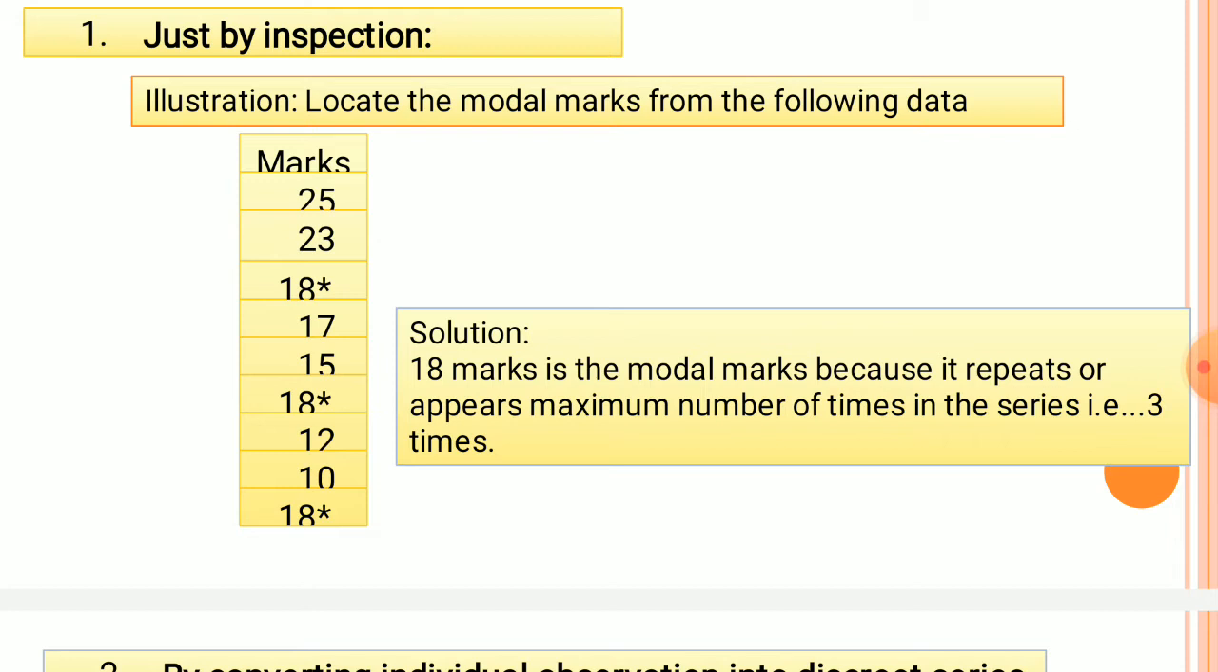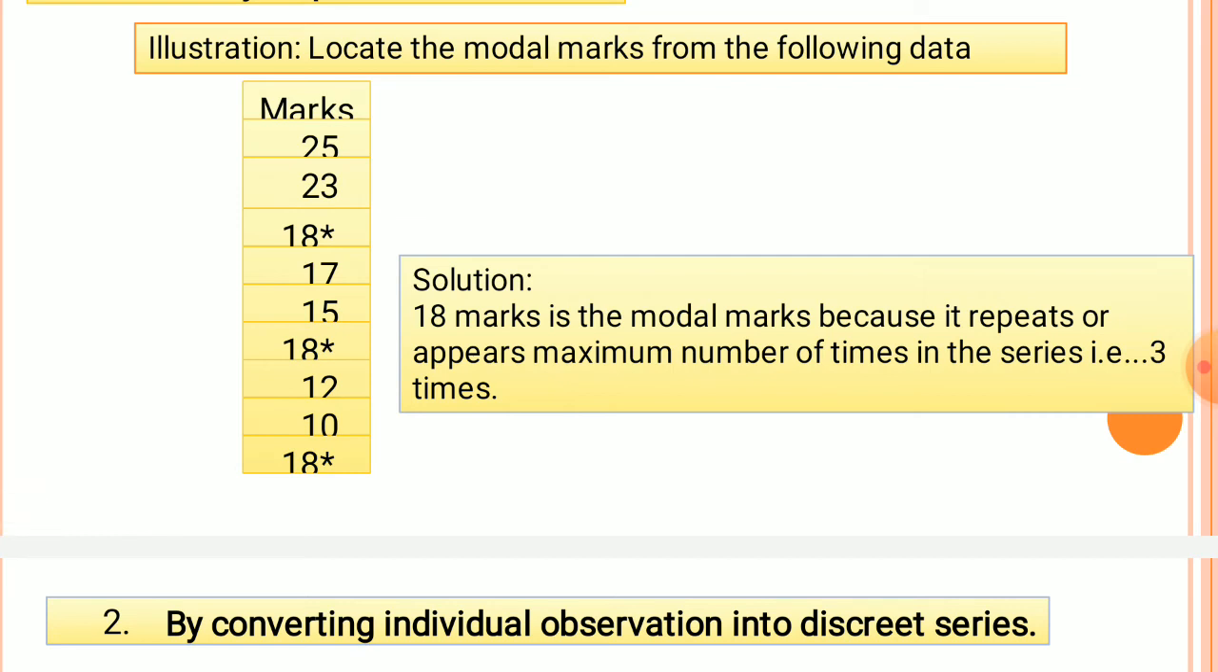Here the value 25 is repeated only one time, 23 also one time, but 18 is repeated three times. We have to analyze which item is repeated more number of times. 17 is repeated only one time, 15 only one time, 12 only one time, and 10 only one time. So from the given data, only the item 18 has repeated more number of times.